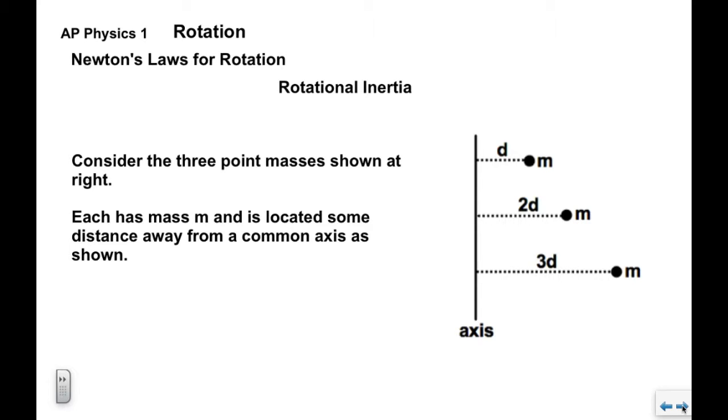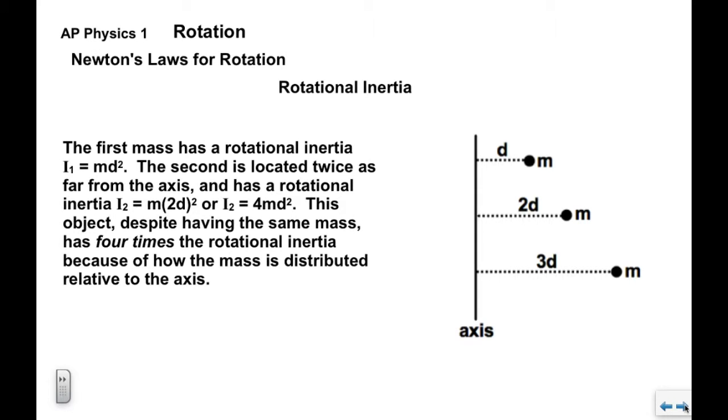So we have a hypothetical situation here. We've got 3 point masses of mass m. One's at a distance d from the axis, the other at distance 2d, and the third at a distance 3d. First mass, easily enough, m times d squared. The second is located twice as far, so it's at a distance 2d. We then have to do m times 2d squared, or I2 equals 4 times md squared.